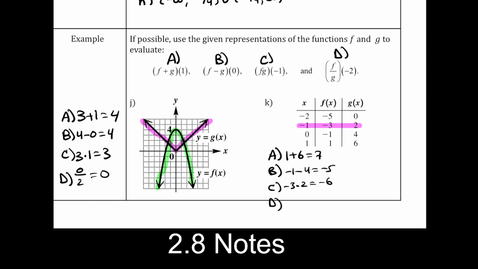And the last one is going to be f over g of negative 2. So f of negative 2 is negative 5 over g of negative 2 is 0, which is, of course, undefined, right? Cannot divide by 0. That one went way better than the first one did. Okay, so this is just a representation of what is actually happening.